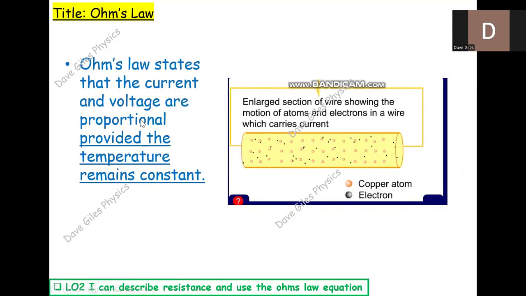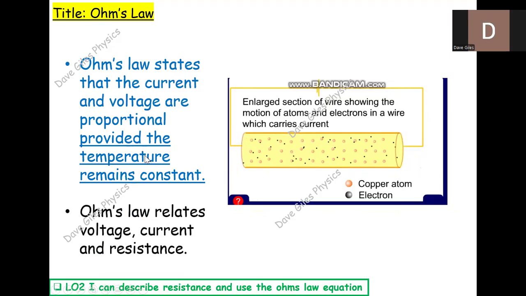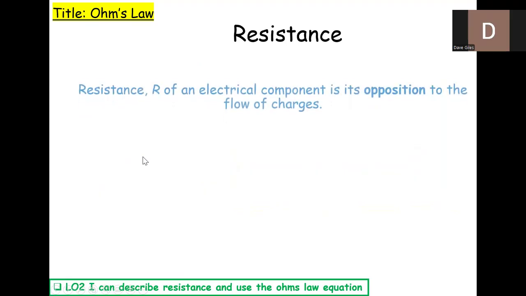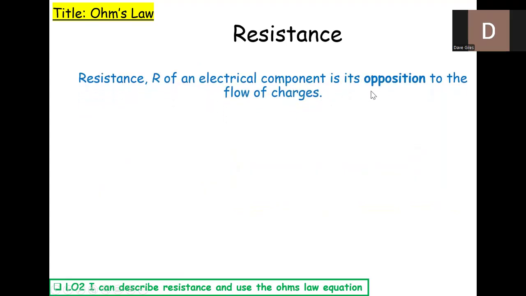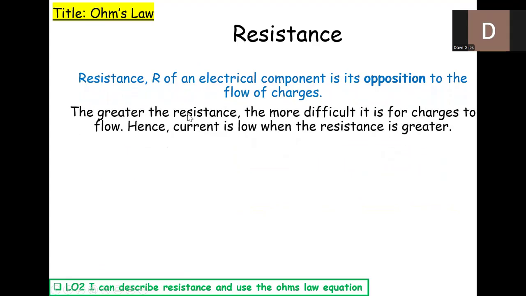Ohm's law states that the current and voltage are proportional, provided the temperature remains constant, and we'll look more at the temperature side of things in a later video. Ohm's law relates voltage, current, and resistance. So resistance R of an electrical component is its opposition to the flow of charges. The greater the resistance, the more difficult it is for charges to flow. Hence, current is low when the resistance is greater.